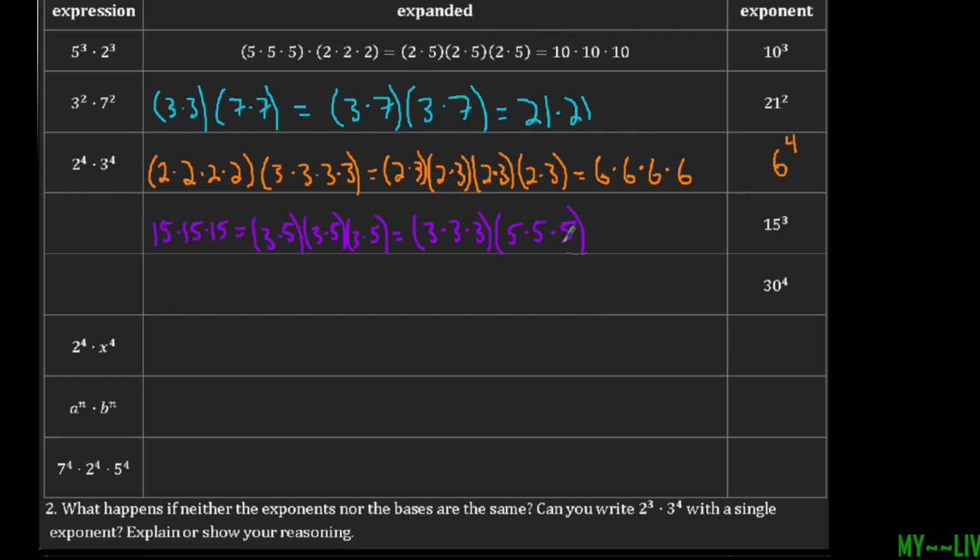So make sure you can go from that exponent form to the expanded form and have those different groups. And we can say, okay, well, how many 3's do I have? Well, I have 3 to the third power times 5 to the third power. Same idea with the next one.